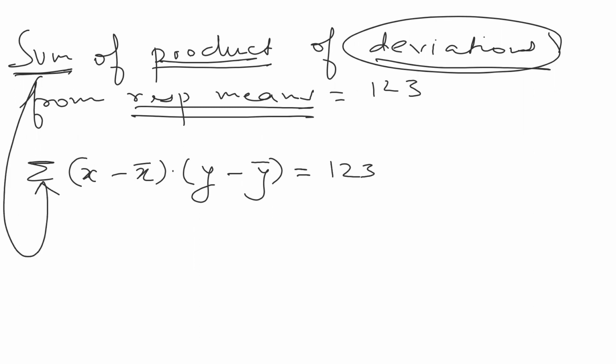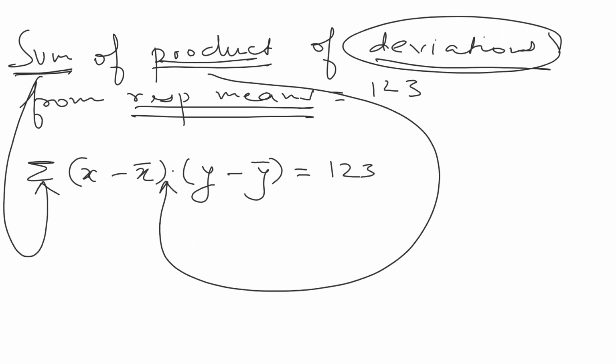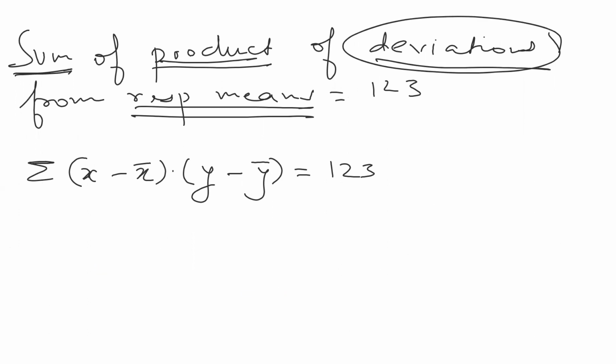Sum as in summation, product as in multiplication of what? Of deviation, that is, the minus sign. Sum of product of deviation of x with its mean and y with its mean is equal to 123. So this is the piece of information which is given to us.